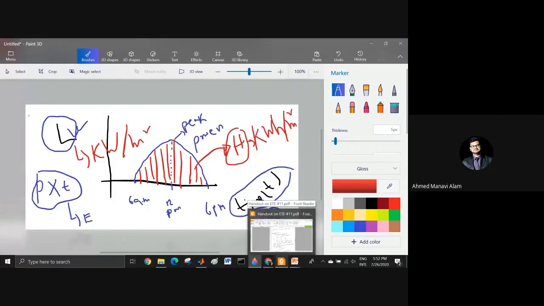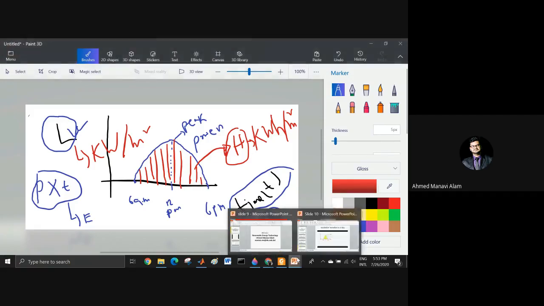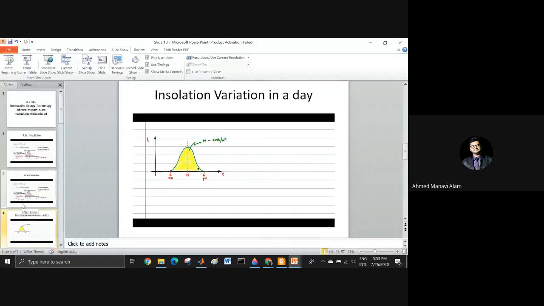By that incident energy, you come to know how much energy you are getting at a certain location and at a certain time of the day, or in total for the day. That means how much power you are getting over the whole day. So this is what they have calculated here.